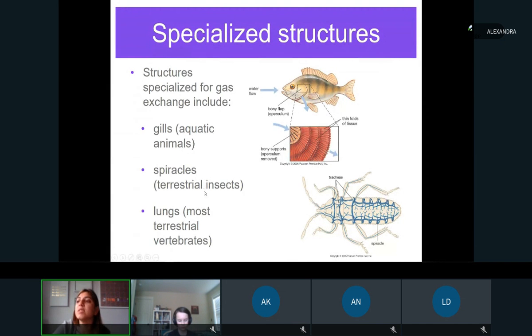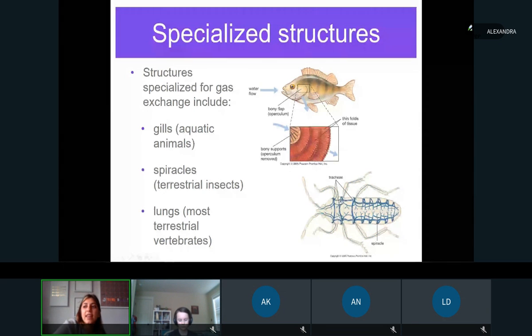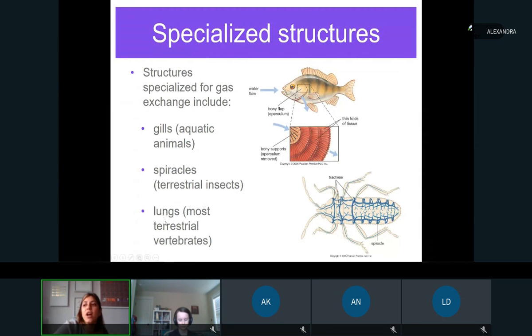Then there's something called spiracles, and that is for terrestrial insects. So insects that are on the ground, and they have these different types of spiracles that are going to bring in oxygen from their environment. And then we see that there are these tracheas that are around here, right? So these tracheas are what's going to be around. And then we have the lungs, which is most terrestrial vertebrates.